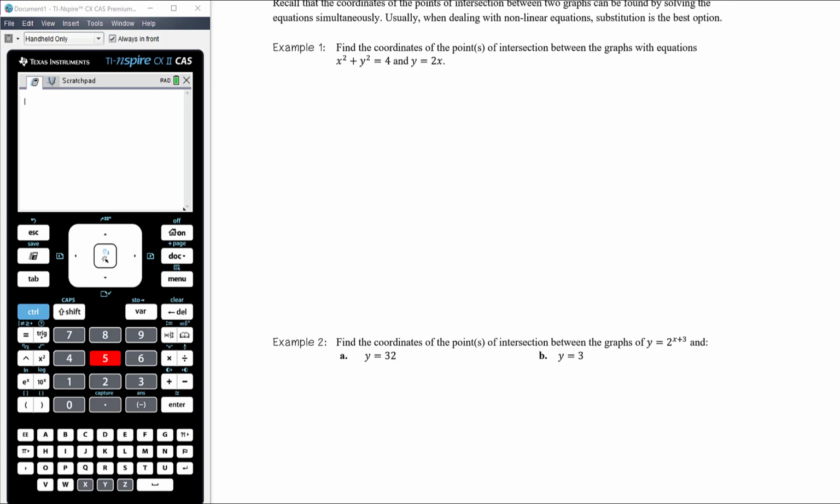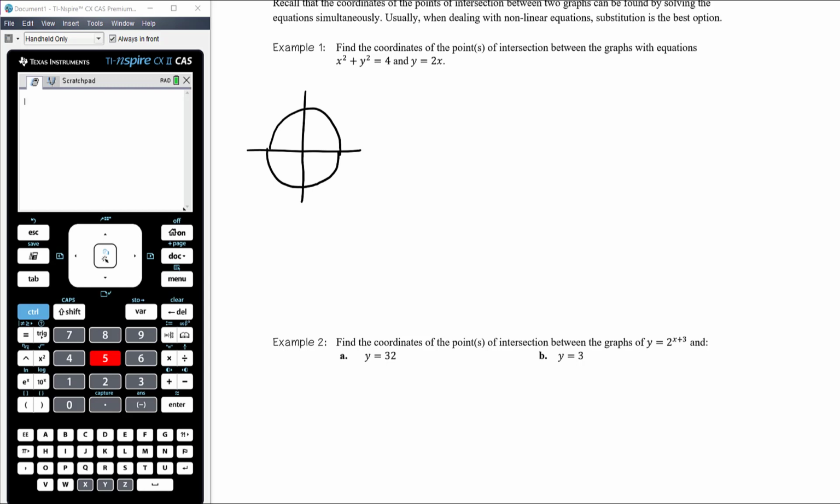So we want to find the coordinates of the point or points of intersection between the graphs with the equations x squared plus y squared equals 4 and y equals 2x. Now, thinking about what we know about graphs, x squared plus y squared equals 4 is a circle with its center at the origin and a radius of 2. Okay. So if we just think a bit about what we're expecting, it doesn't ask us to sketch a graph, but I always think it's helpful. You don't have to draw it necessarily, but think through in your mind, what is happening here? What does it look like?